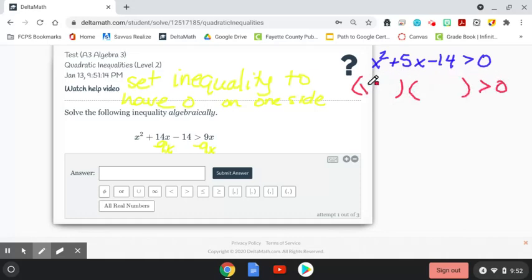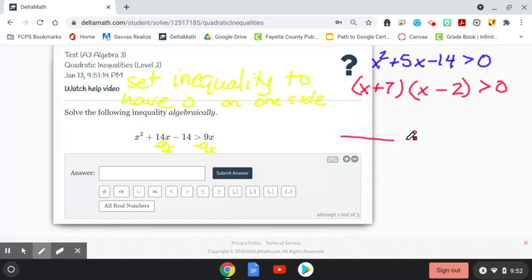So x here, x there. Two numbers that multiply to be negative 14, but add to be 5. Let's try 7 and 2. Make the 7 positive, the 2 negative, because 7 times negative 2 is negative 14, and then 7x minus 2x will be positive 5. All right, so it's factored.